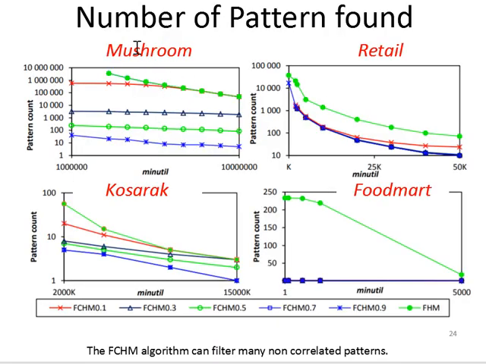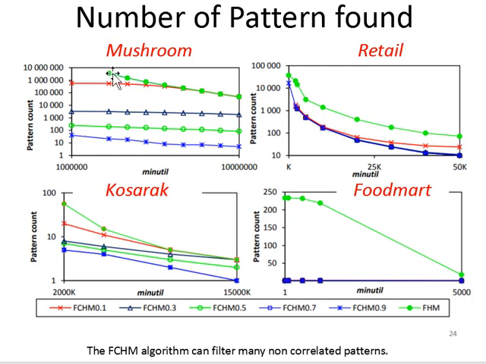So here we compare the number of patterns found on the 4 databases. There are 4 charts. On the x-axis, you can see the minimum utility, and on the y-axis, the number of patterns that we found. You have FHM in green, with a diamond shape. That means the number of high utility itemsets. You can see it is very high. And then you have the number of correlated patterns, so the high utility itemsets that are correlated, for minbound 0.9, 0.7, 0.5, and so on.